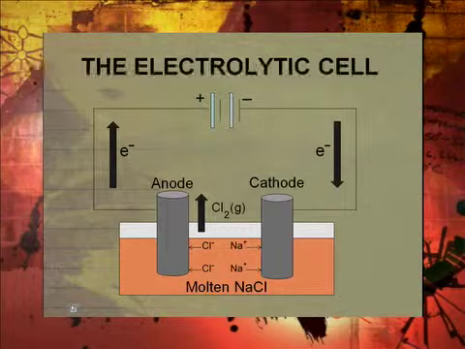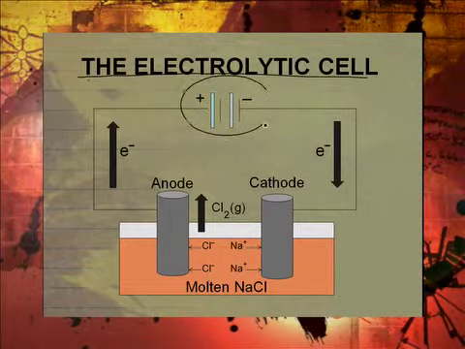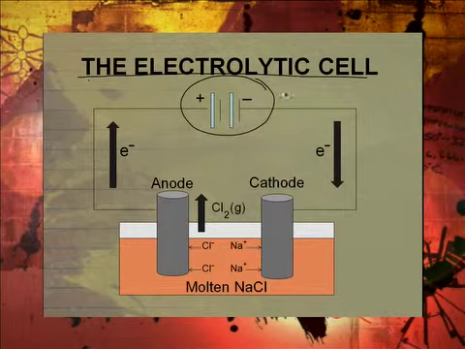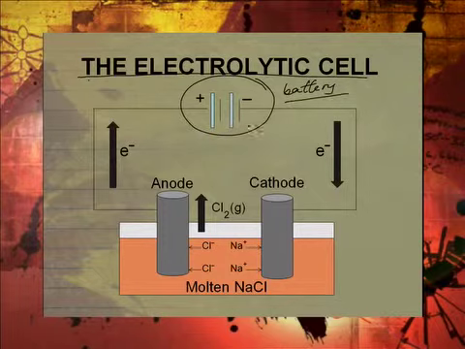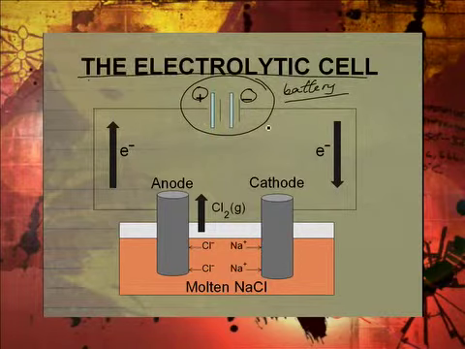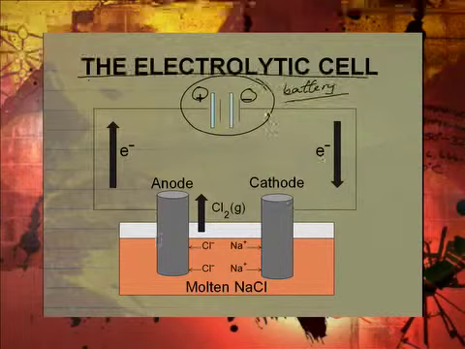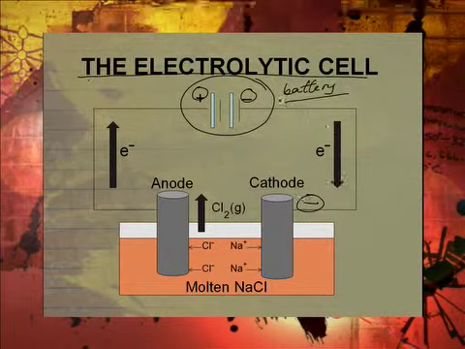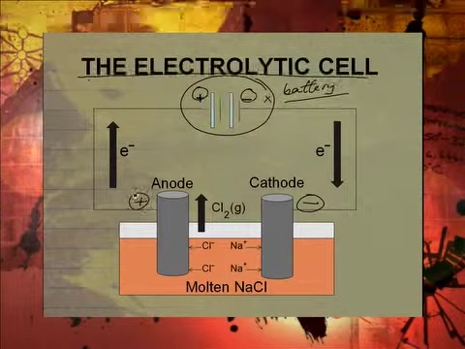ionic compounds. For example, here is one electrolytic cell. You would see here we are supplying energy. This is a battery, with positive and negative terminals. This electrode here is negative because it is connected to the negative terminal of the battery. This one, on the other hand, is positive because it's connected to the positive terminal of the battery.